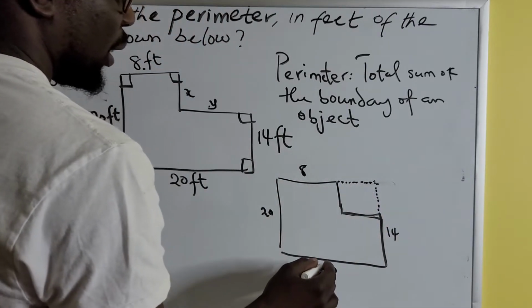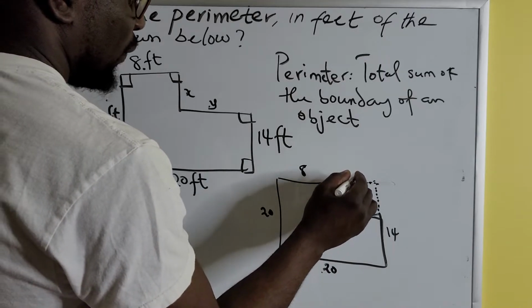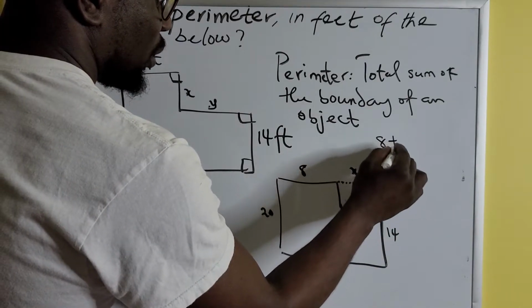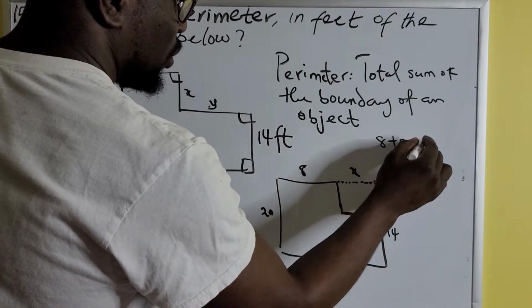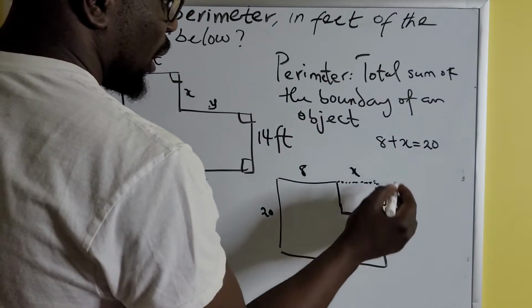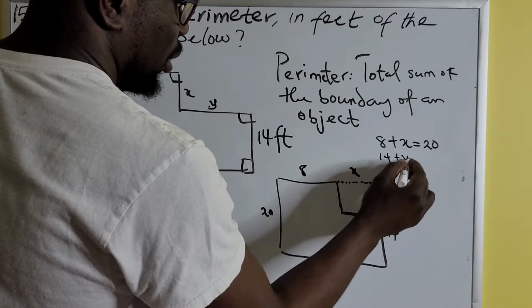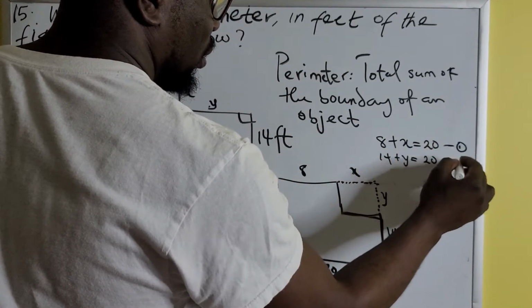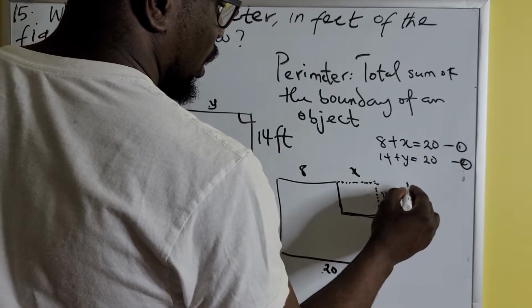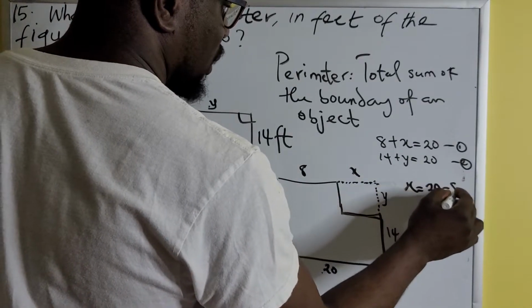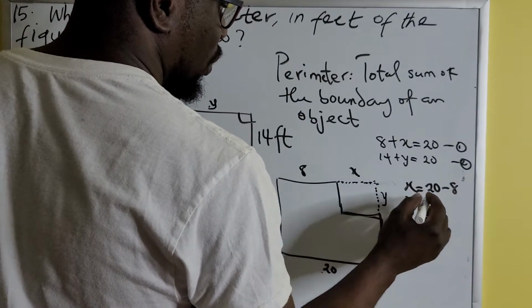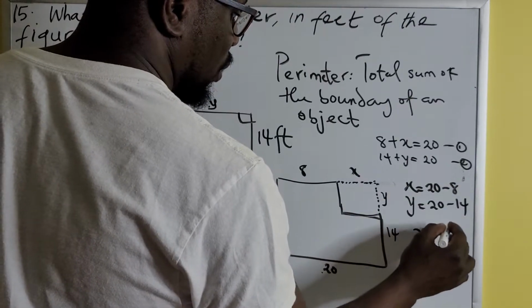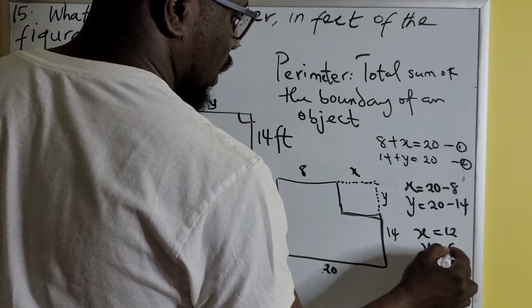So if you complete, this side is equal to this side, which means if this is x and this is y, it means that x plus 8 plus x must be equal to 20. And it also means that 14 plus y must also be equal to 20. That's what it means. So let's solve for equation 1. x is equal to 20 minus 8. And if you solve for equation 2, y is equal to 20 minus 14. So x is equal to 12 and y is equal to 6, right?